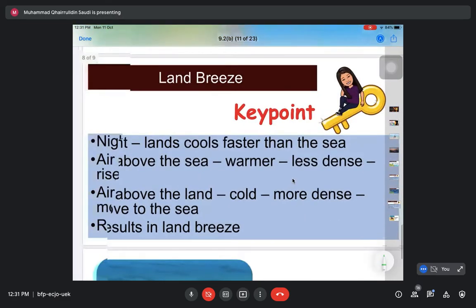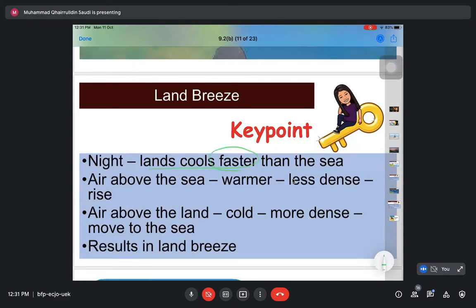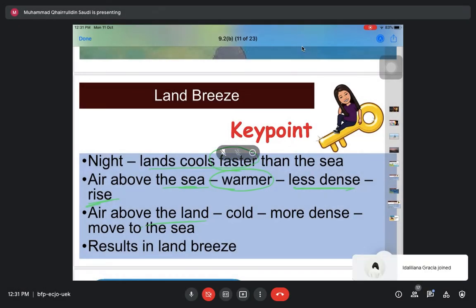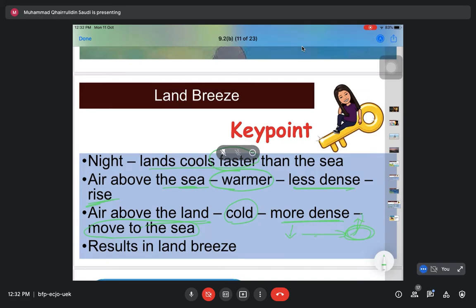So the key point here is during the night the land cool faster. Okay, dua-dua tengah nak sejuk sebab kekurangan tenaga haba. Okay, but the land cool faster than the sea. Okay, so air above the sea akan jadi warmer lah sebab air dekat land dah jadi lebih sejuk. When they becomes warmer, they are less dense and will rise. The air above the land akan jadi cold and becomes more dense and they will move to the sea. Because they are more dense, dia akan turun ke bawah and they will replace the warmer air yang dah naik atas tadi. Dia nak replace kawasan ni. That is why land breeze happen. Where movement of air from the land to the sea.